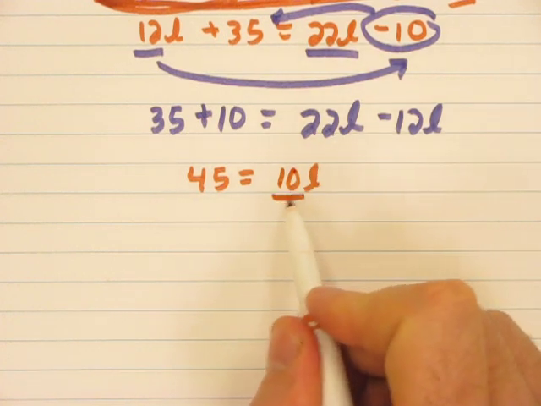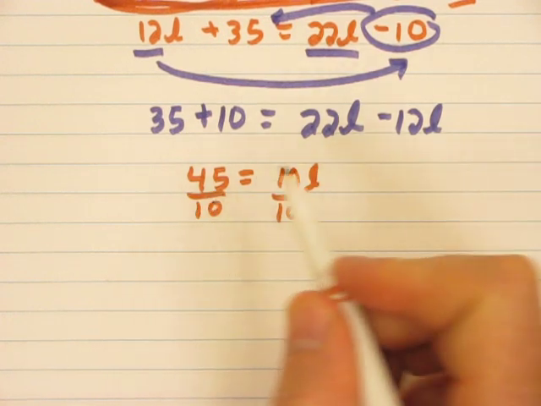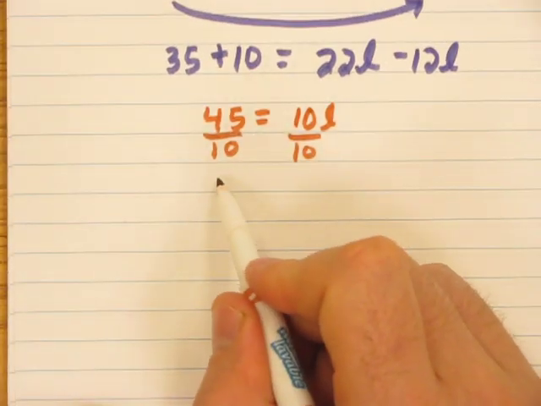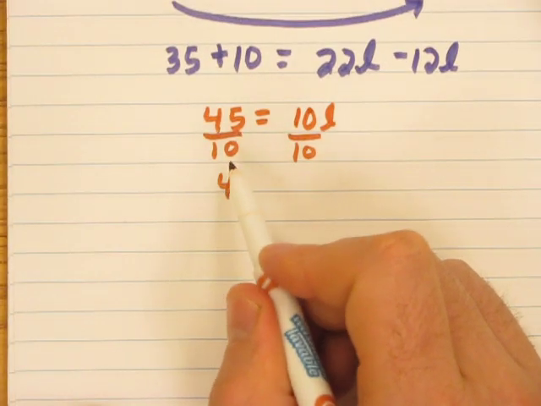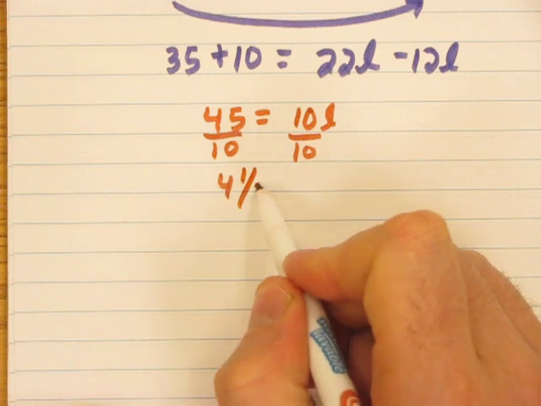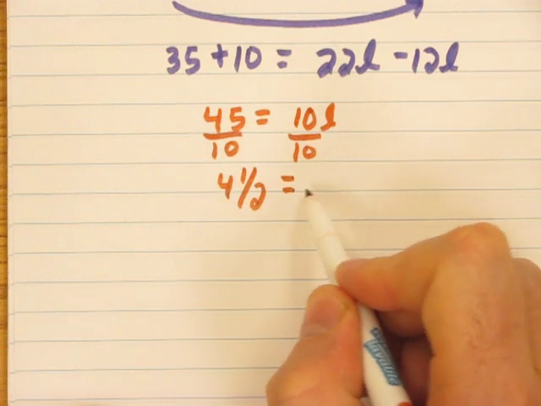And then I can divide by 10. As I divide by 10, I get 4 and 5/10. Now 5/10 can be written as 1/2. So 4 and 1/2 equals L.